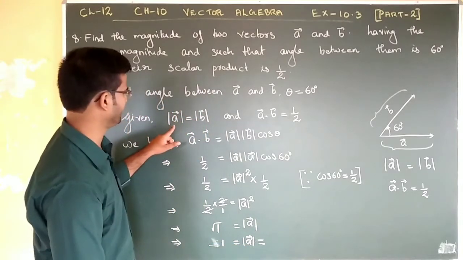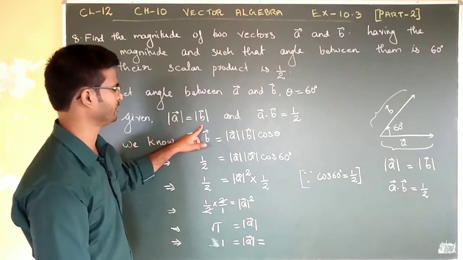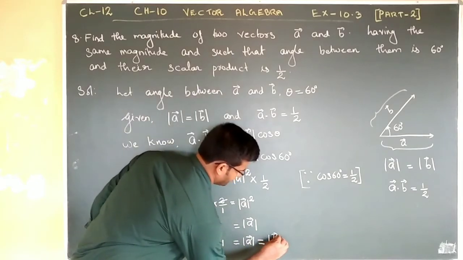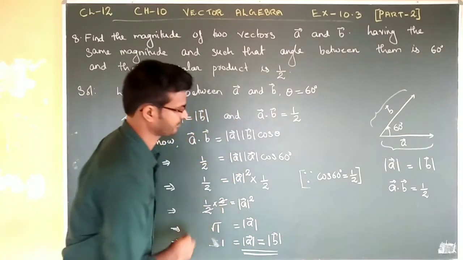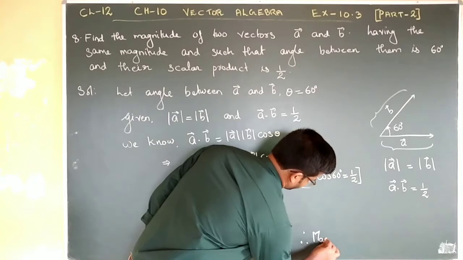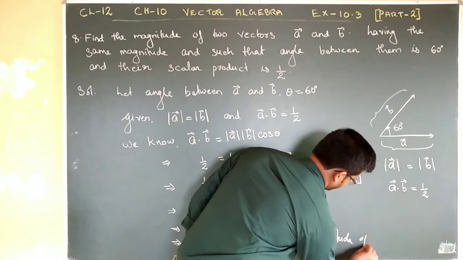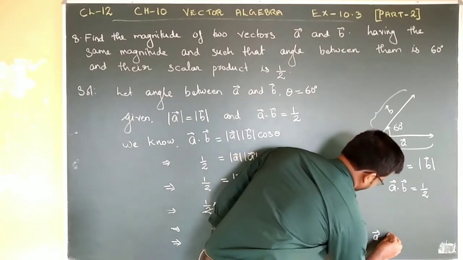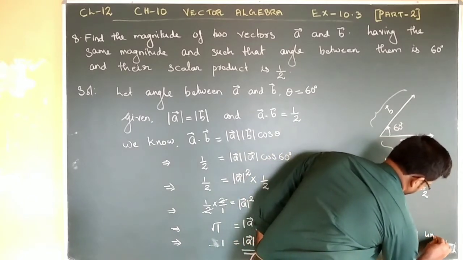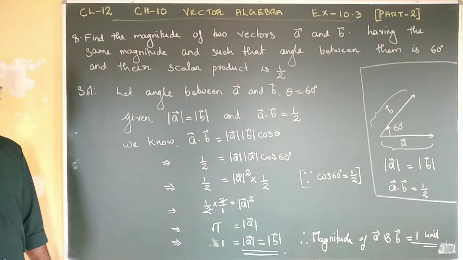The first condition they gave is the same magnitude, isn't it? That means the magnitude of A vector and the magnitude of B vector are equal. So we can write here the magnitude of B vector. Therefore, magnitude of A vector and B vector equal to 1 unit. Pause the video or write it down in your notebook.